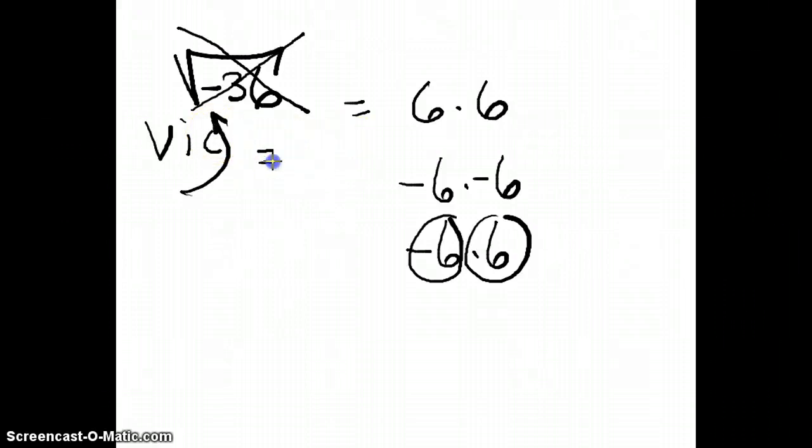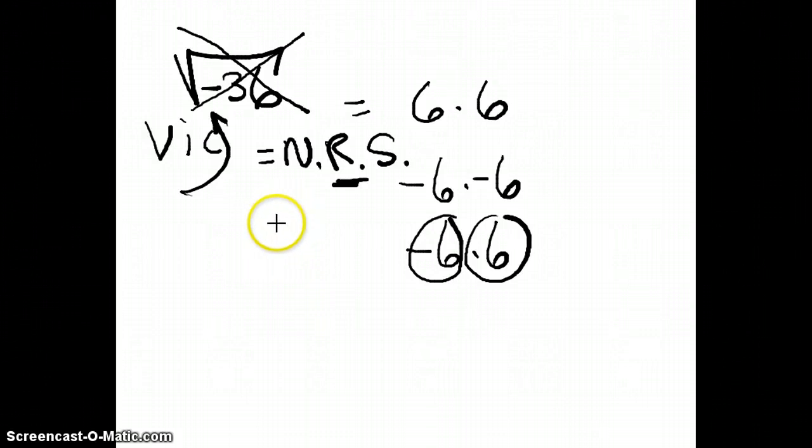But for now, we're just going to put no real solutions, because there is something called imaginary numbers, and they do have solutions to the square root of a negative number. But for today, in Algebra 1, your answer is no real solutions.